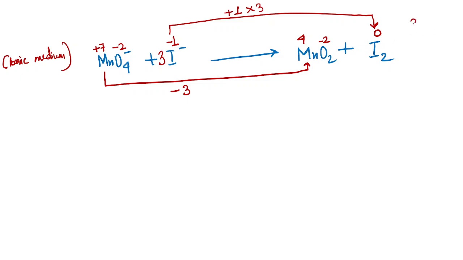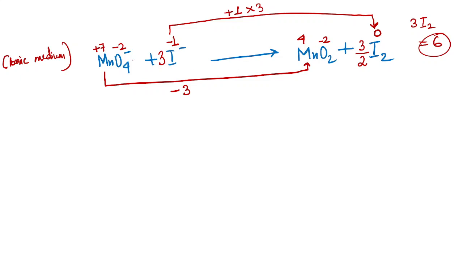My total iodine atoms will become 6. But on the left side, I had only 3 iodine. So I have to multiply by the number that will give me the resultant as 3 iodine. So here I will multiply it by 3 by 2. Then if I am multiplying it by 3 by 2, we will get 3 iodines on both sides, so this is now balanced here.